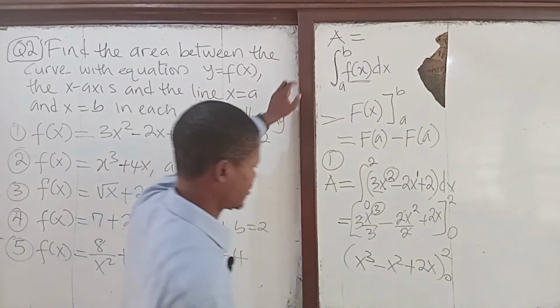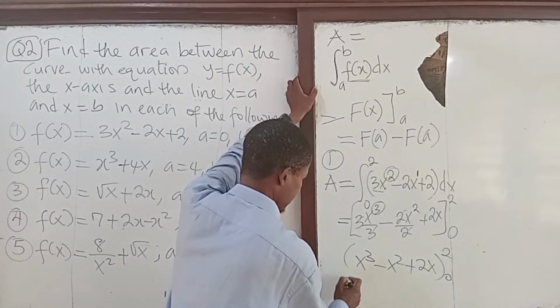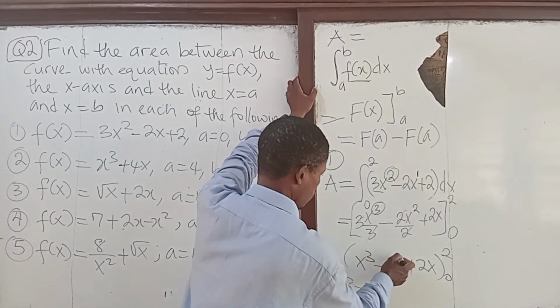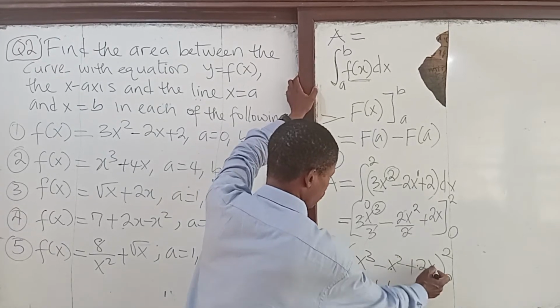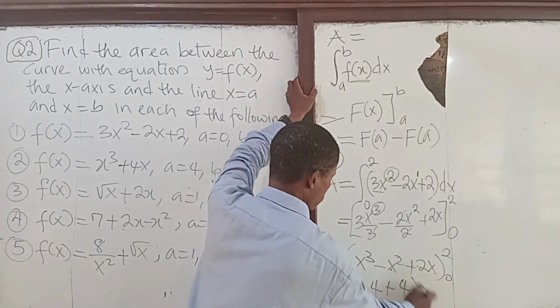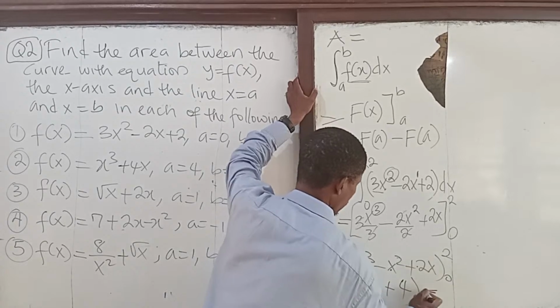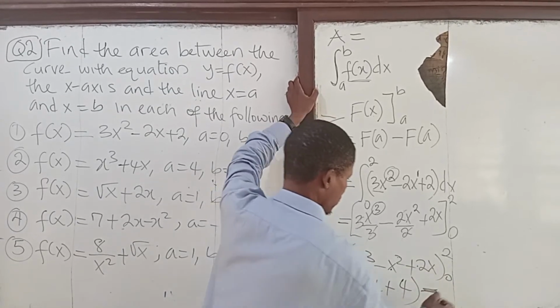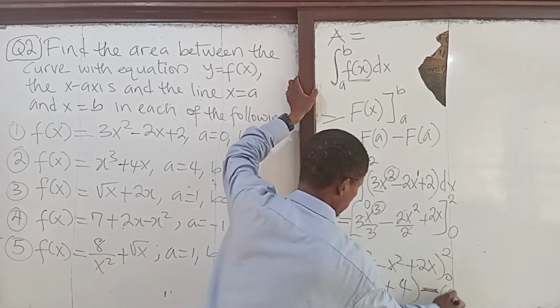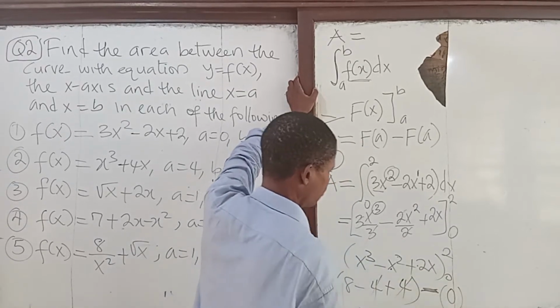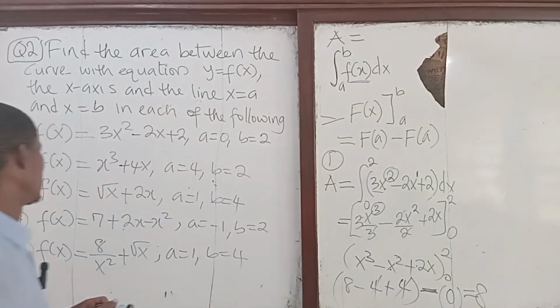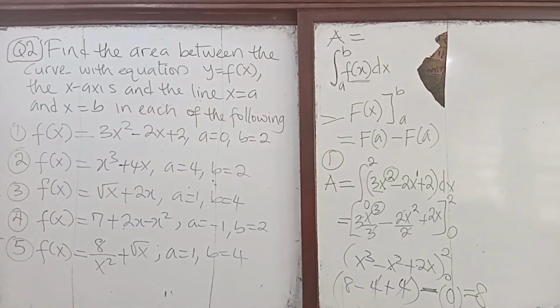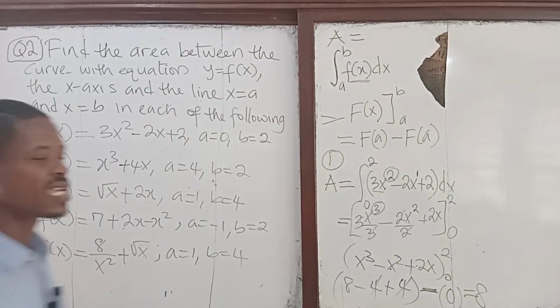So for the first case, 2 to the power 3, that's 8, minus 2 to the power 2, 2 squared, that's 4, plus 2 times 2, that's also 4. Close the brackets and do the subtraction for the lower boundary: 0, 0, 0. So this one and this one cancel. So the answer is 8 for that A part.